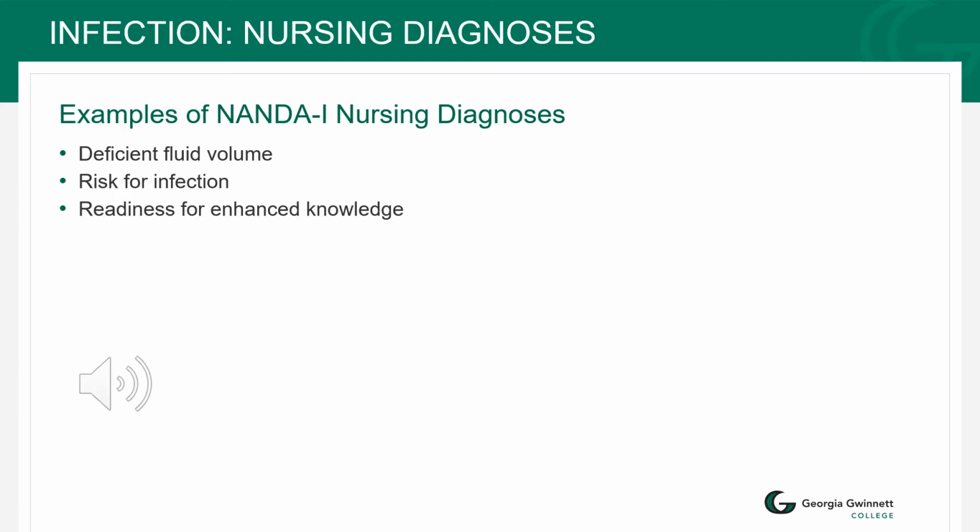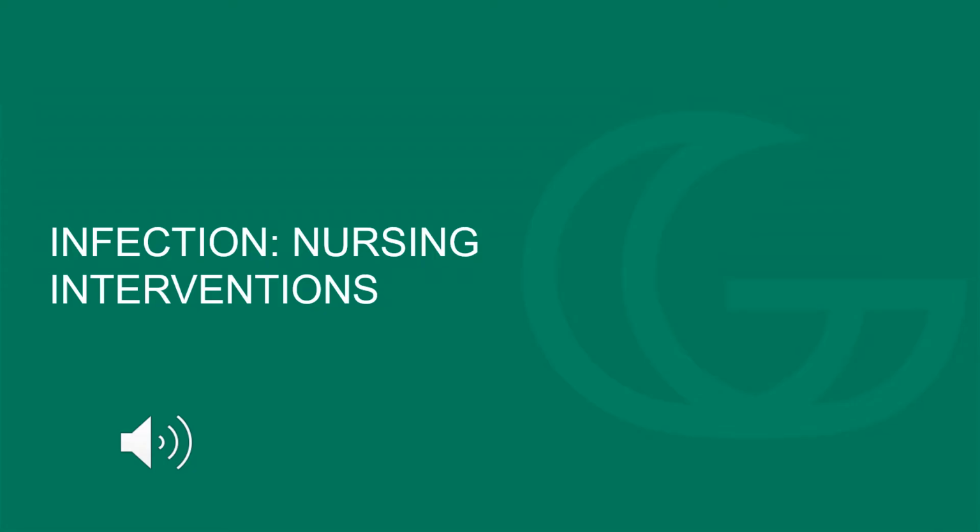Okay, so I hope that process is making more sense as you get exposed to it. So deficient fluid volume, risk for infection, readiness for enhanced knowledge, whether somebody is ready and willing to learn how to do a dressing change, or whether they are willing to understand and learn about correct hand washing.